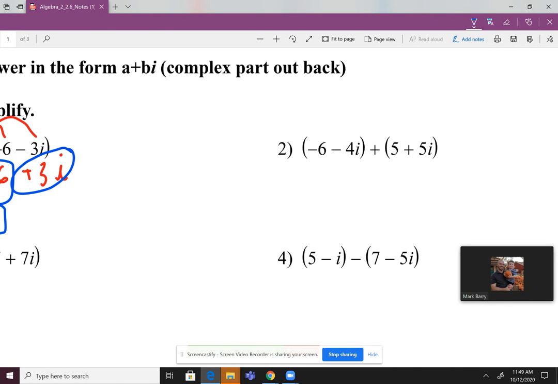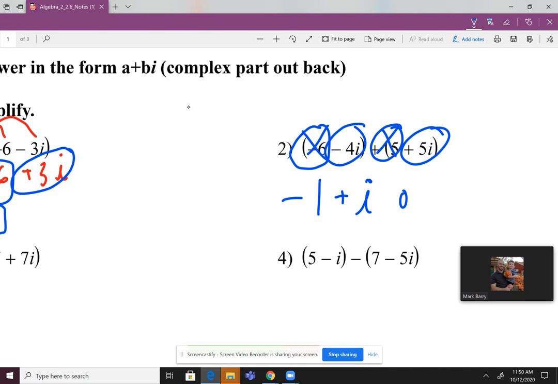Number 2 is actually even easier because it's adding in between. We do not need to distribute anything. We're just gonna combine like terms right away. So I have a -6 here. I have a +5 there. So let's combine to make -1. I have a -4i here. I have a +5i there. So that makes a +1i. I'm actually just gonna put +i. If you wanted to put -1 plus 1i, I think that's fine as well.